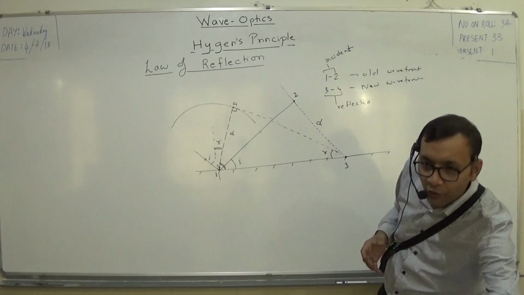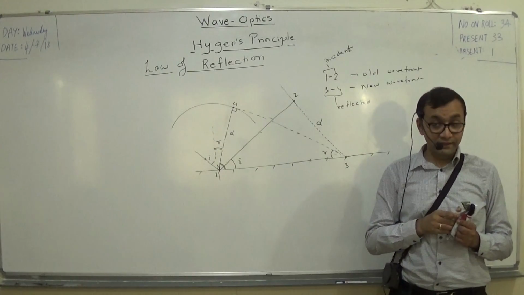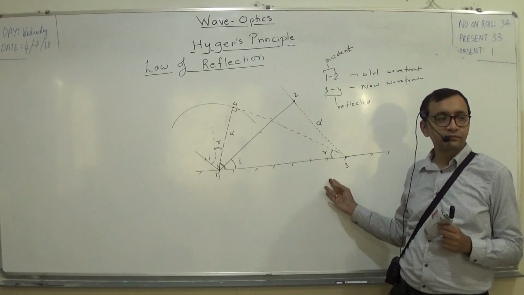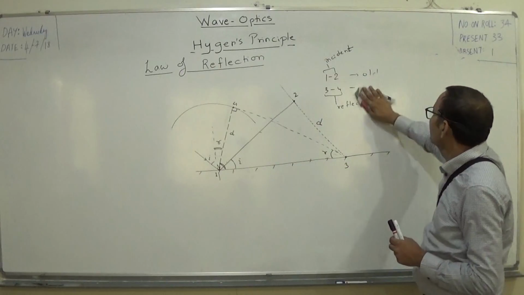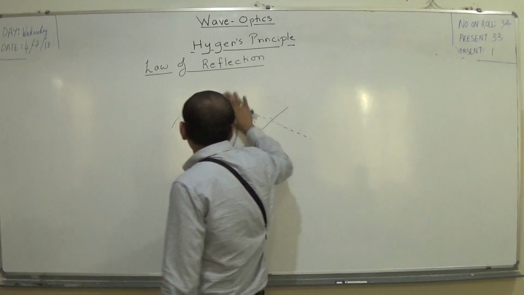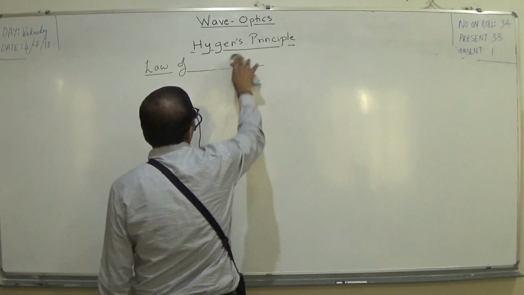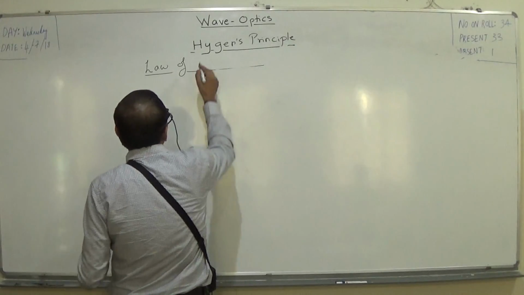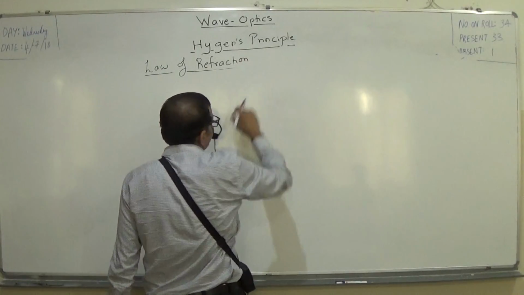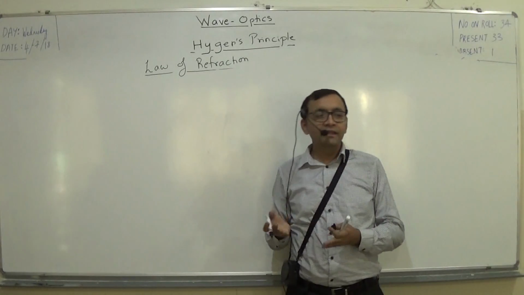Okay? Now we are going to prove the law of refraction, the first law of refraction, that is Snell's law, using Huygens' principle. Any doubt on this? Write down the law of refraction using Huygens' principle. Now the light will not reflect and be in the same medium.